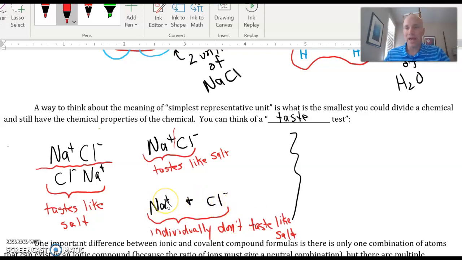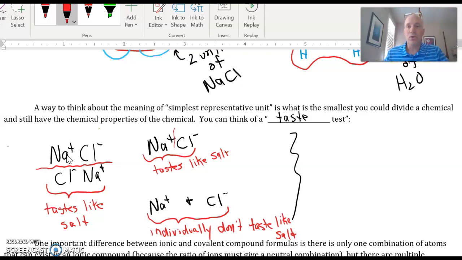Individually, they don't have the same properties as this right here. But this thing individually has the same properties as this larger arrangement here. Just like you could take a big crystal of salt, and that's going to taste the same as if you were to crush it up and taste the smaller crystals. The properties are still the same, you just have smaller amounts of it.